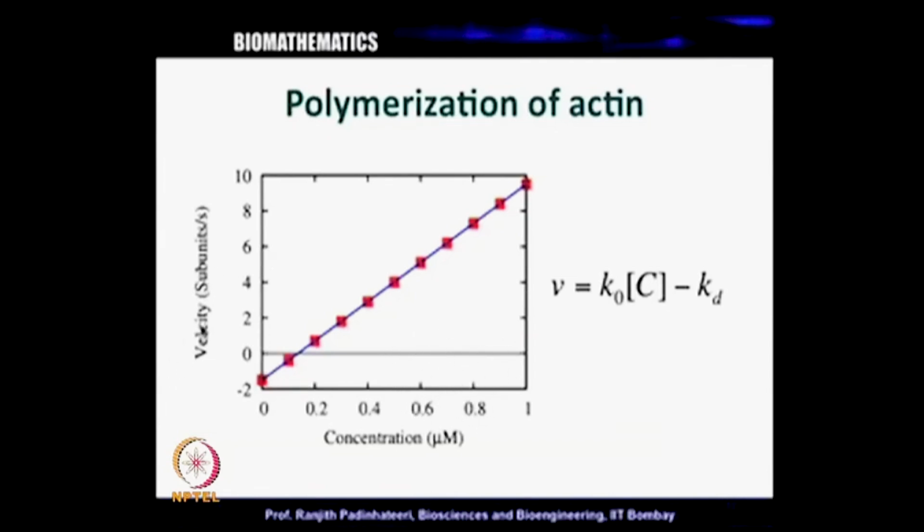And then you can look at the velocity. Velocity is plotted here in subunits per second. How many subunits grew per second? In other words, monomers per second I should say. So, when the concentration is 1 micromolar, the velocity is just below 10, it is actually 9.5. When it is 0.8, some value here, again 0.7, 0.6, 0.5, 0.4, 0.3, 0.2, somewhere between 0.2 and 0.1, this is crossing the value of 0.